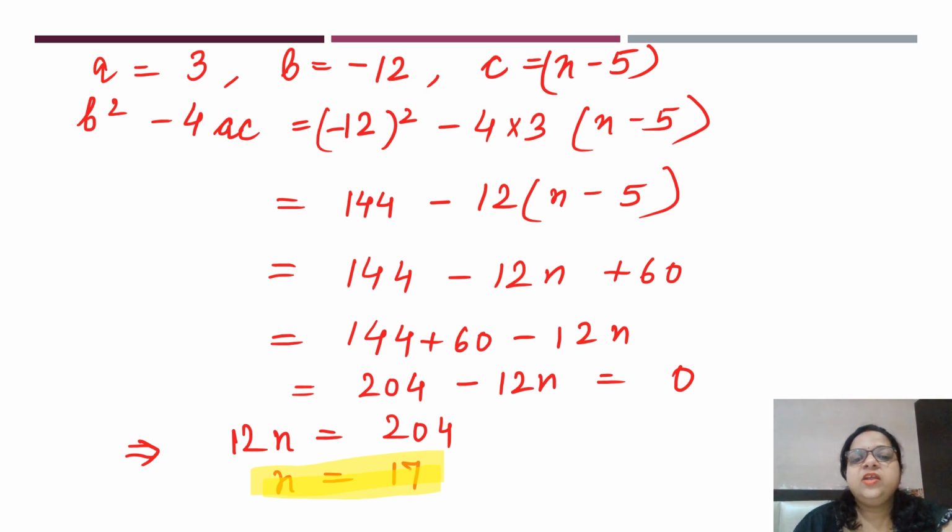That is equal to 144 minus 12 into (n minus 5), which is 144 minus 12n plus 60. That is 144 plus 60 minus 12n, which is 204 minus 12n, equal to 0 because the roots are equal. Therefore 12n is equal to 204, and dividing 204 by 12 we get n as 17. That is the answer.